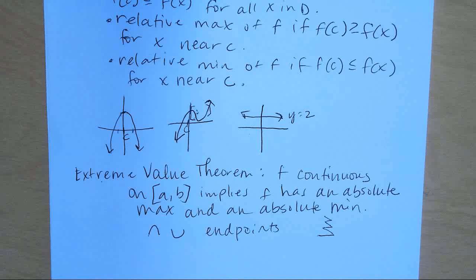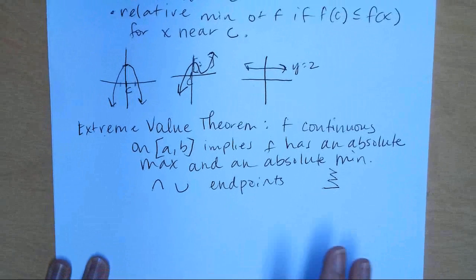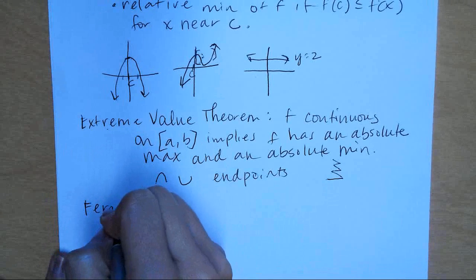Right. Okay. Great. So we have the extreme value theorem. There has to be an absolute max and an absolute minimum on the interval. Okay. One last theorem. Fermat's theorem.